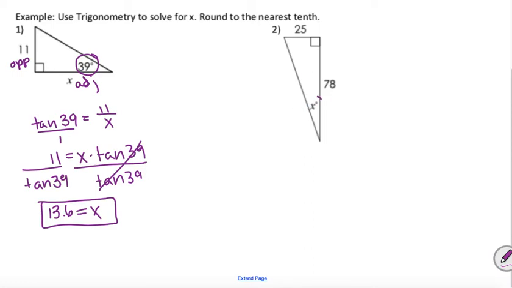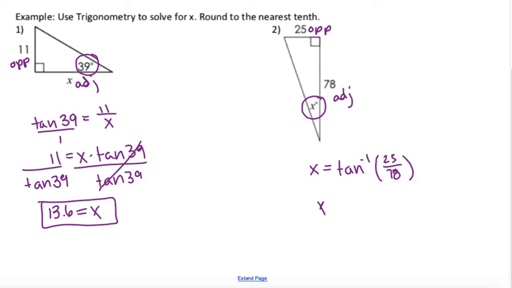On number 2, I circle, and again, now immediately I see I'm missing an angle. So I go straight to x equals. Now I have to pick the inverse that's appropriate. Here's opposite, here's adjacent. And so just like I picked opposite and adjacent for tangent, now I'm going to pick the tangent inverse to find the angle. I know this side and this side, but I don't know the angle.